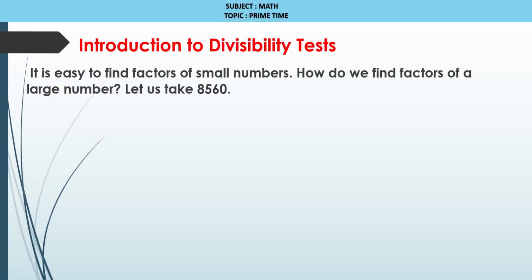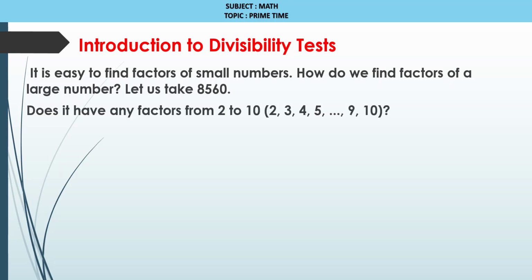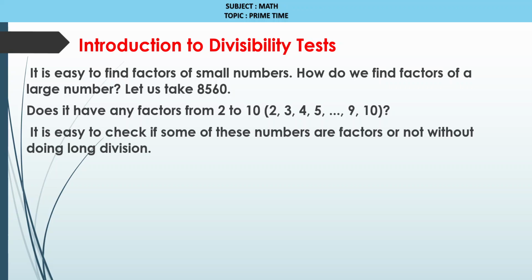Introduction to divisibility test. It is easy to find factors of small numbers. How do we find factors of large numbers? For example, let us take 8560. How do we find its factors? Does it have factors from 2 to 10? It is easy to check if some of these numbers are factors or not without doing long division. So today we are going to check how we can find the factors of large numbers.